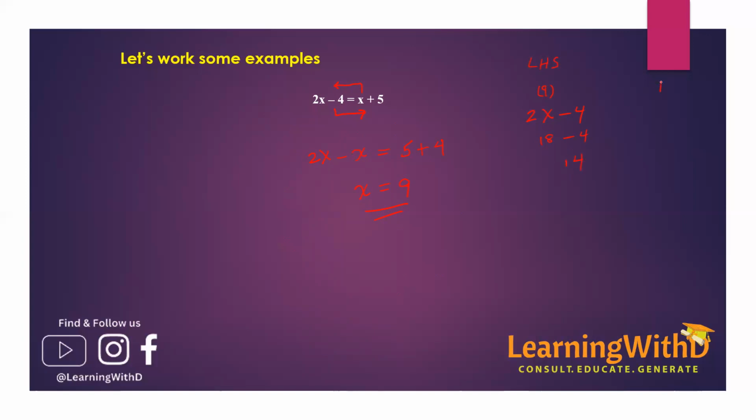Now on the right-hand side, remember there's an equal sign here. We had x plus 5. But we're going to plug in 9 wherever we see x, because 9 is what we got. So I'm going to get 9 plus 5, which is in fact 14. So 14 is equal to 14. So it's a mathematically true statement. So my answer is correct.